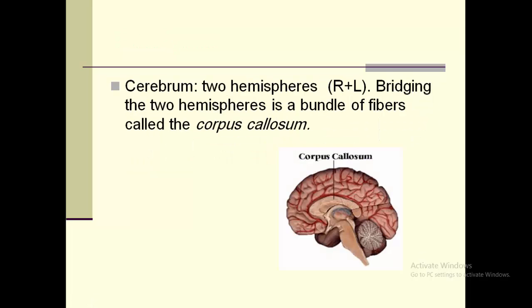The cerebrum is further subdivided into two hemispheres, الفص الأيمن, الفص الأيسر, right and left, and bridging between both hemispheres you will find a bundle of connective fibers that you call the corpus callosum. This is exactly the part where I am pointing right now. The corpus callosum is the connection between the right and the left hemispheres of the cerebrum, which again is the largest part of the brain.